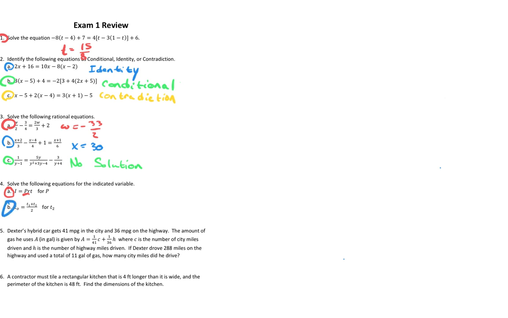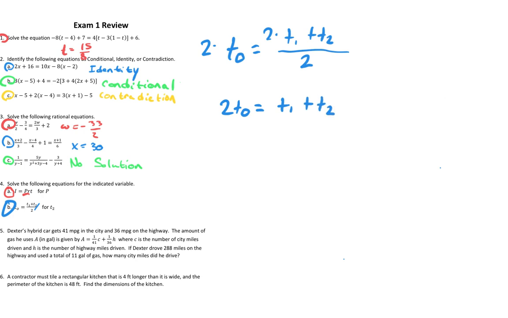Let's do part B now. We are solving for variable t2. So we'll write this: t0 is equal to t1 plus t2 all over 2. Where this is in a fraction, the 2 in the denominator, we're going to multiply both sides by 2. So we get 2t0 is equal to t1 plus t2. And now we are going to subtract off t1 from both sides.